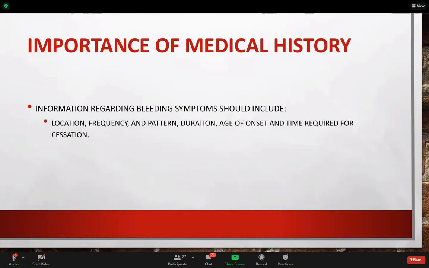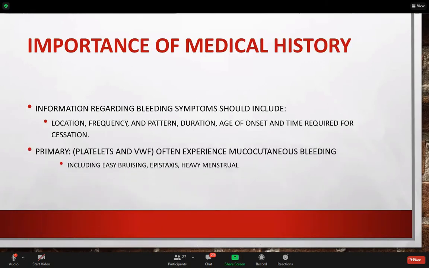Well, you can always take information regarding bleeding symptoms, which include location, meaning is it nasal, is it gum bleeding, is it with the menstrual cycle, how often this has happened, when it's happened, how long it lasted, when it started, what's the age of onset, is it during childhood, adolescence, or adulthood, and the time required for cessation, how long it lasted.